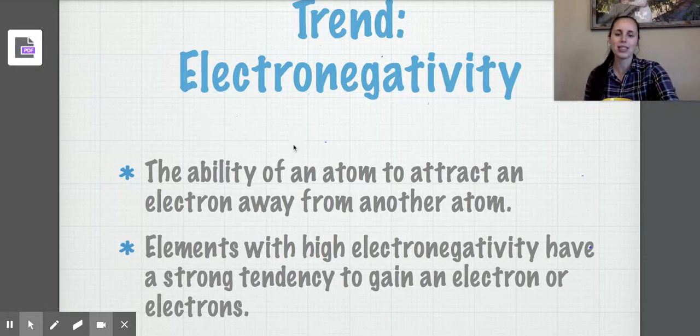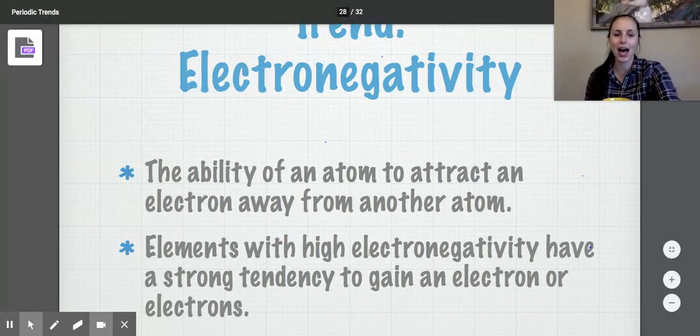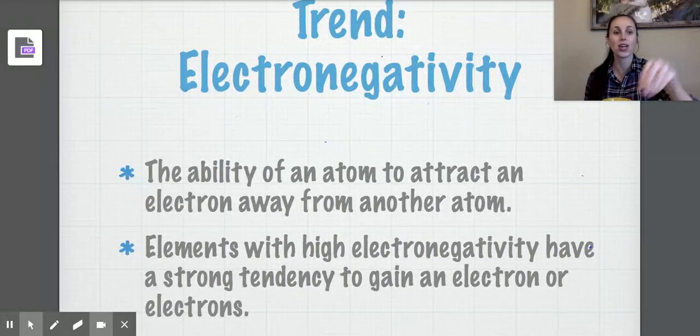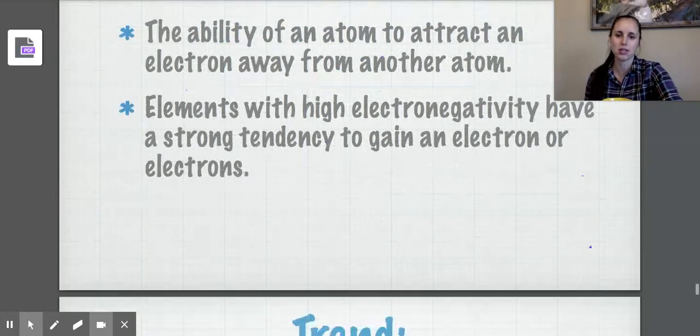So electronegativity: the higher your electronegativity, the stronger attraction you have for electrons. The lower your electronegativity, the less attraction you have for electrons. Elements with higher electronegativity have a strong tendency to gain electrons. So if you have a high electronegativity, you're going to gain electrons. You're going to steal other people's electrons. If you have a low electronegativity, you're going to get your electrons stolen. You're going to lose electrons.